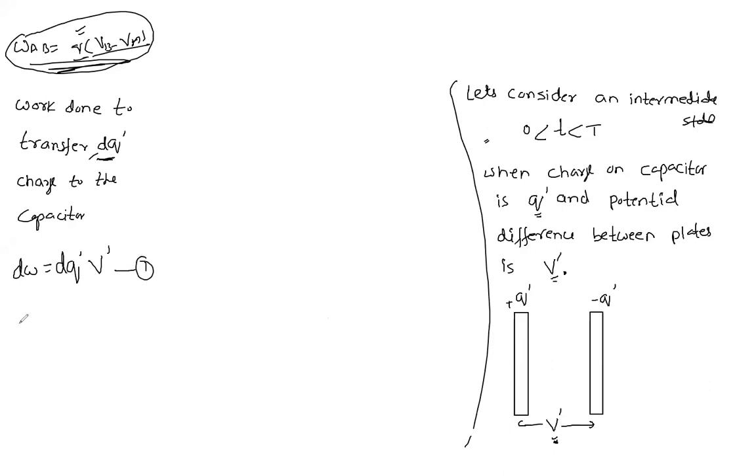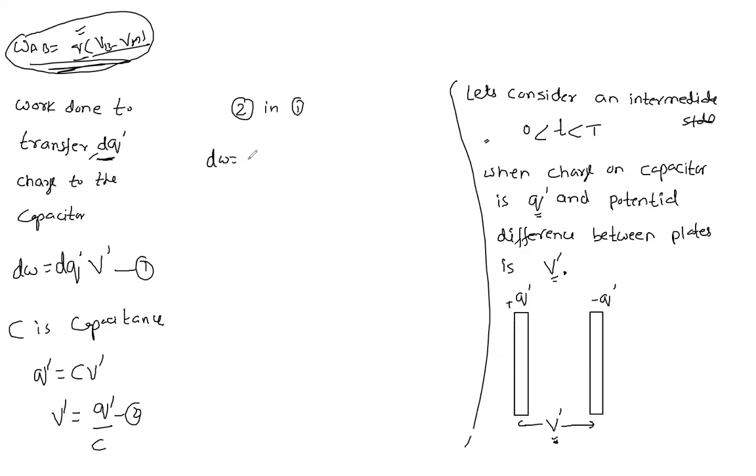Next, if C is the capacitance of the capacitor, this capacitance is independent of charge and potential. Then I can write Q prime as C V prime, and we can write V prime as Q prime by C. That's equation number 2. Let's substitute 2 in 1. So the work done in transferring dq prime charge to the plates of the capacitor is Q prime by C dq prime. This is work done for the small amount of charge dq.